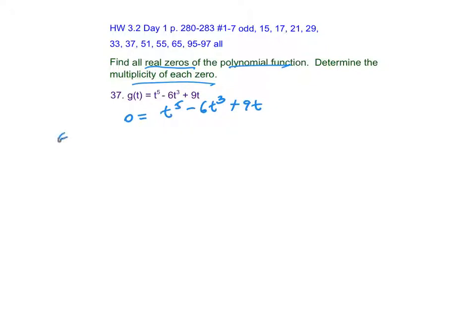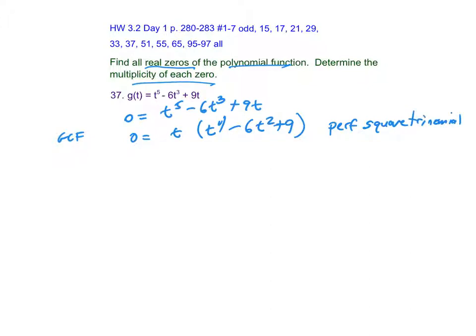We're going to begin by taking out the greatest common factor, which in this case is going to be t. So I can factor out a t, leaving me with t to the fourth minus 6t squared plus 9. You could do a u substitution here, or you could recognize that this is a perfect square trinomial, which means it factors as the square of a binomial. In this case, it factors as t squared minus 3, squared.